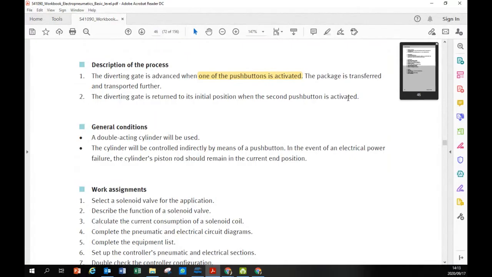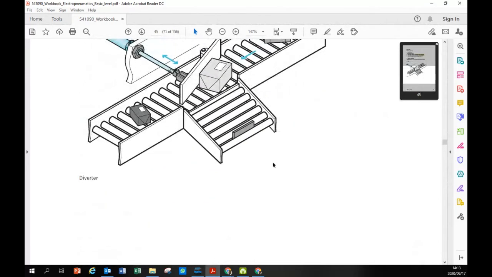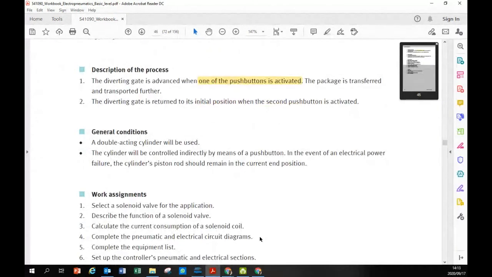The package is transferred. Okay, and then obviously when this advances, it changes direction. When it de-advances, meaning when it retracts, the diverting gate returns to its initial position when the second push button is activated. We already have the second push button. Do you see that? But you can still highlight it. Make your life easier, highlight it. Okay?